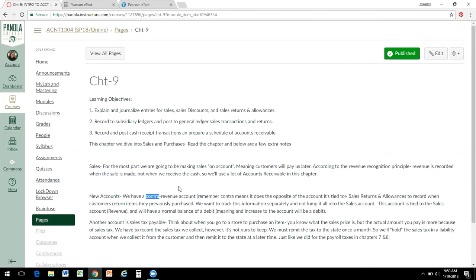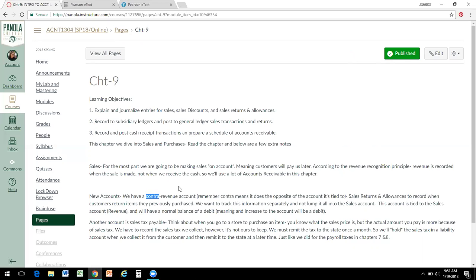The one we talked about last semester was accumulated depreciation. When we did our adjusting entries for depreciation, that was a contra asset account, meaning it does the opposite of what assets do. So to increase an asset, it's a debit. To decrease an asset, it's a credit, right? Well, when you have a contra revenue account, it means it does the opposite of what the revenue accounts do.